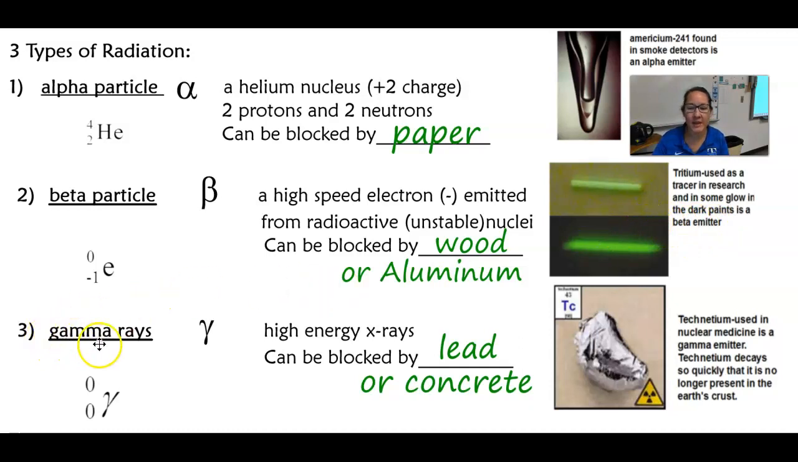The third type is gamma radiation, and this is the Greek symbol for gamma, and down here would be a gamma particle, where it has 0 mass and a 0 atomic number, and then this is the symbol for gamma once again. It's just high energy X-rays, and it can be blocked by really thick lead or really thick concrete. Technetium, used in nuclear medicine, is a gamma emitter. Technetium decays so quickly that it is no longer present in the Earth's crust.